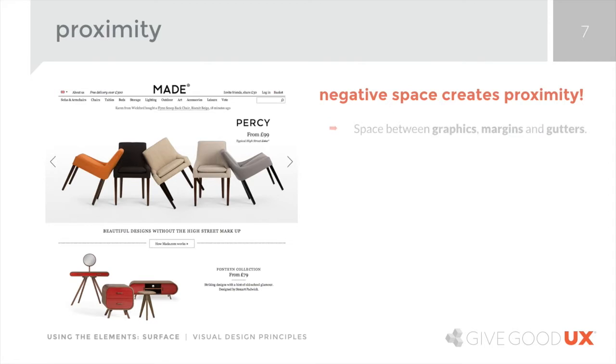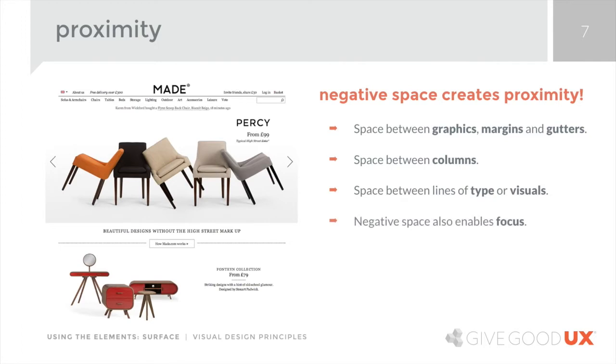Negative space is the space between graphics, margins, gutters, elements, etc. It's the space between columns. It's the space between lines of typography, or visuals. It's that gap, it's that distance, and it's important. You have to be just as conscious of those empty spaces as you do of the things that you fill them with. Negative space is what enables focus. It's not dead space, it's not blank space. It's a critical element of design, and it's something you have to pay attention to.